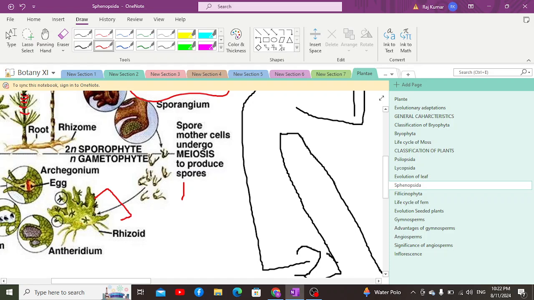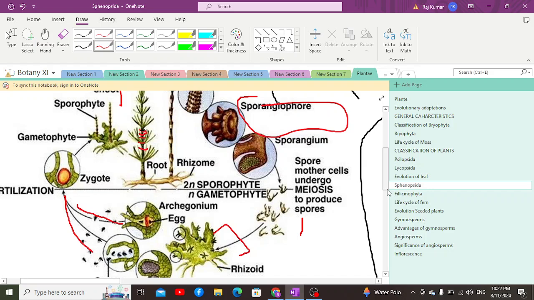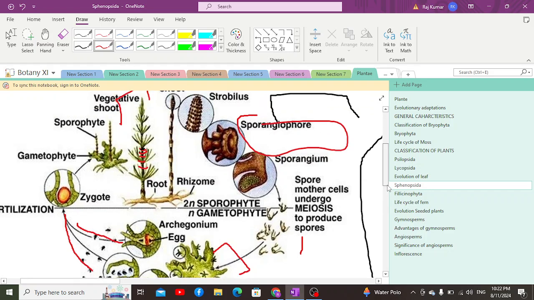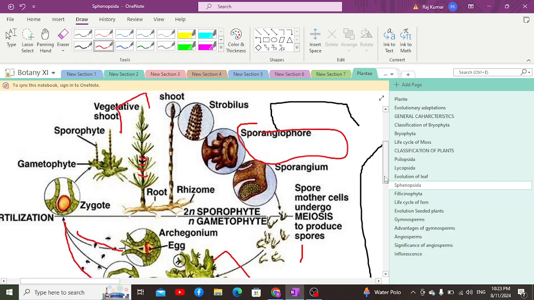It has unicellular rhizoids on the posterior end, and alongside that antheridium and archegonium are present. Now, upon the antheridium and archegonium being fused together, they produce a zygote, and that zygote undergoes multiple repetitive mitotic divisions, due to which it again produces the sporophyte. This is the basic life cycle of Equisetum.